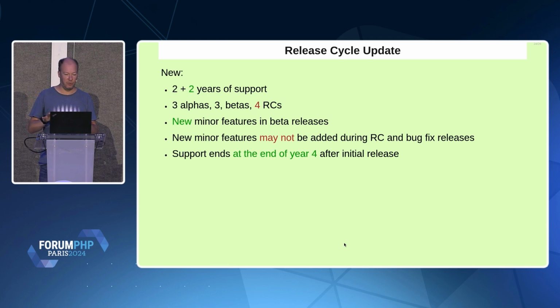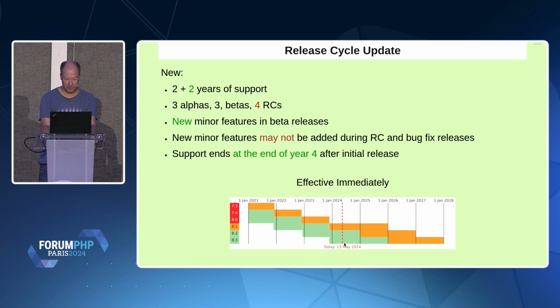And we also clarified a few rules, like we're not introducing new minor features in beta releases, and we can't add these things during release candidates. And that also means that now the support ends at the end of the 4th year, not 4 years after the initial release. In the diagram, it looks like this. So if we have PHP 8.1 here, released December 2nd, 2021, that then went into security mode 2 years later, but we're now extending that so that it doesn't end at December 2nd, 2025, but instead matches up with the end of the year, which makes a little bit more sense. It also makes these graphs easier to make, but that's besides the point.